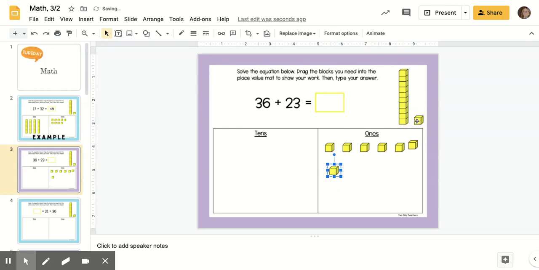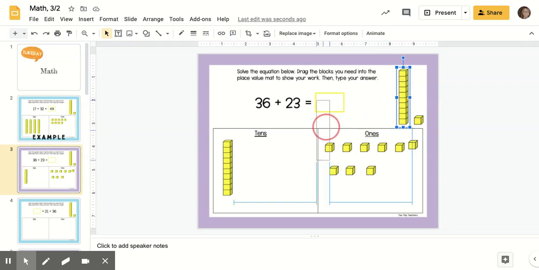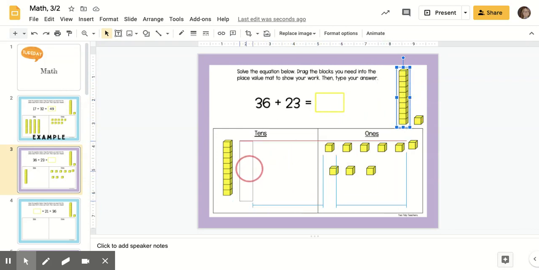1, 2, and 3. Okay, so I've got 6 ones and 3 ones. Now I'm going to take a look at the tens. So in my first addend, I have 3 tens. So I need to grab 3 10 base blocks. So I have 1, and you're just clicking on the 10 base box with your finger on the mouse pad, using your other finger to drag that 10 base block over and drop it onto the work mat.